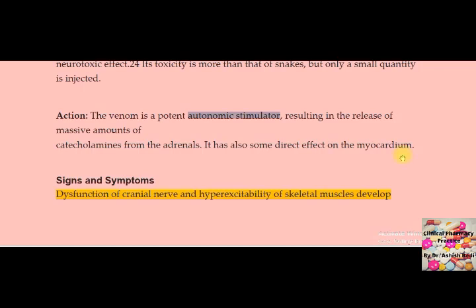Okay, we already heard that hemolytic effect is there, and neurotoxic effect is there. Now we come to know that it causes stimulation of the autonomic system, predominantly the adrenergic or sympathetic system, by the release of the neurotransmitter catecholamines from adrenaline. It also has an effect on the myocardium, which we can say is myocardial toxicity.